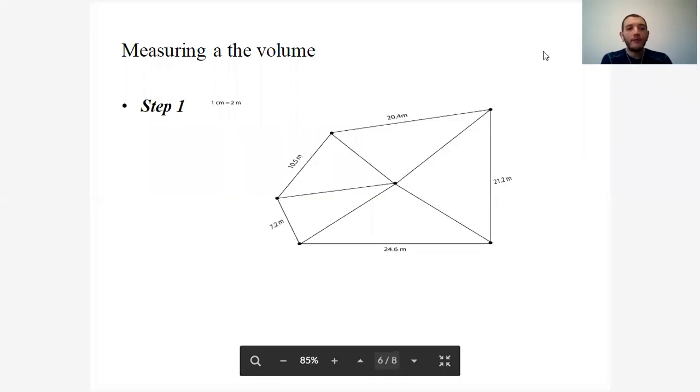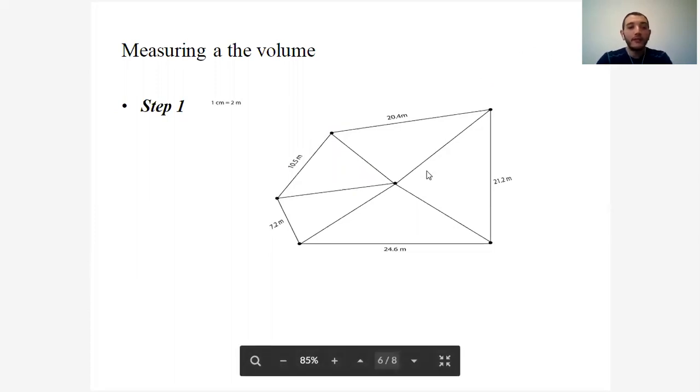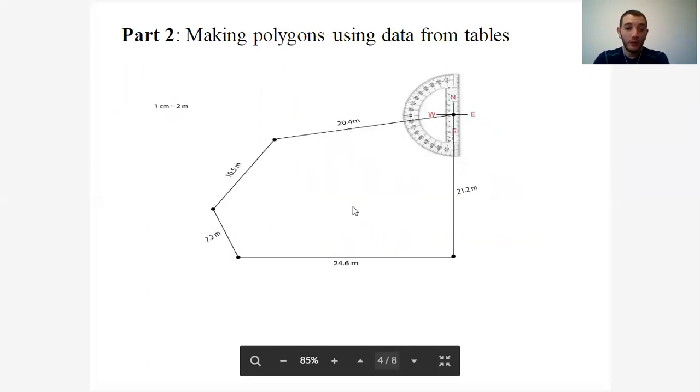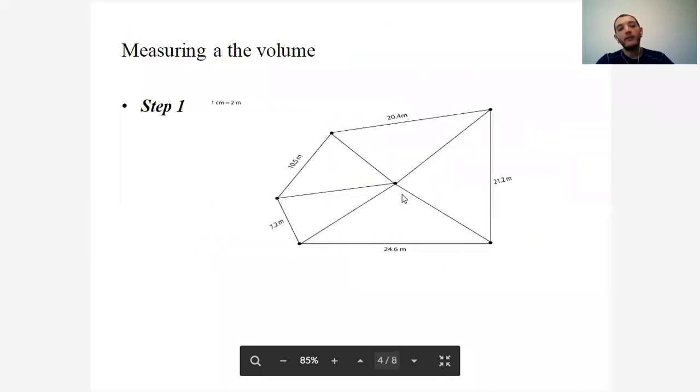So for the east traverse, there's a question about the volume of sediment that needs to be removed, I think. To measure the volume of the east traverse, there are multiple steps. After drawing the polygon, as I told you, this is only an example. The polygon that you are going to draw will be different than this one, but the concept is the same.